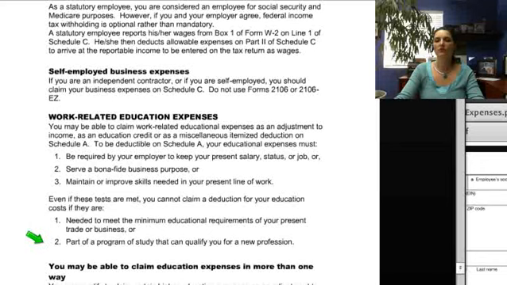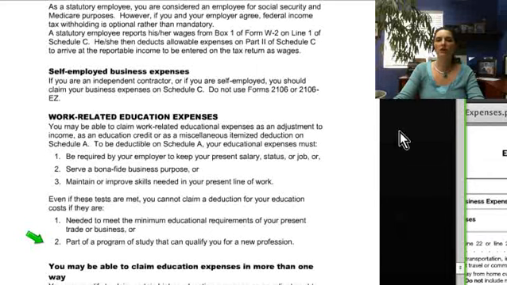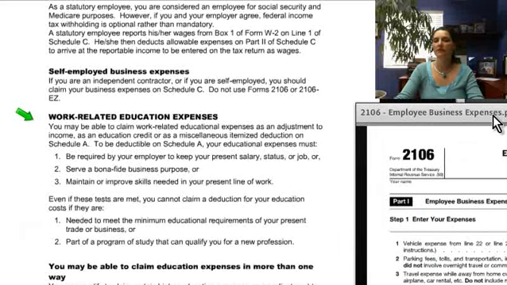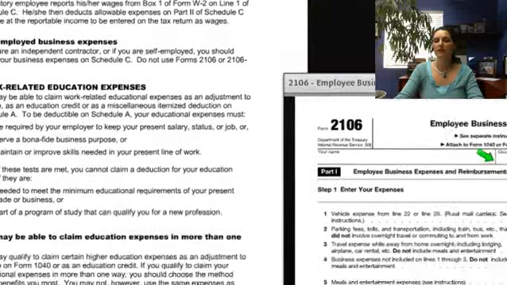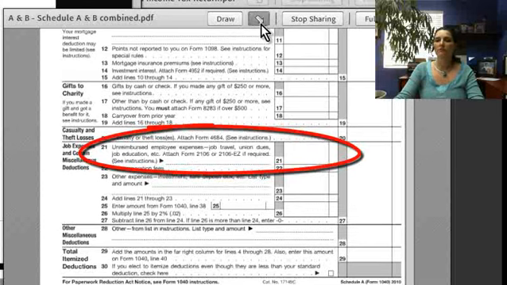Now, I did want to point out that work-related education expenses do not need to go on the Employee Business Expense Form 2106. It is possible to report those directly on the Schedule A, and if you were to enter them on Schedule A, you would enter them on line 21. So Form 2106 is required when you are dealing with employer reimbursements, when you are claiming travel, meal, or entertainment expenses. But if the only expense you had for your job was work-related education, you could enter that expense directly on line 21 as an education expense.